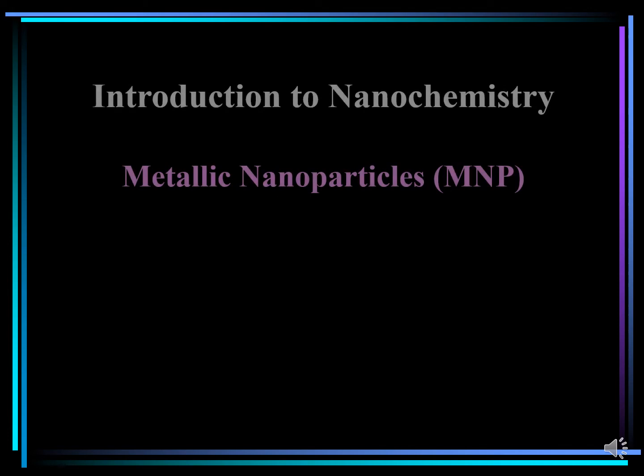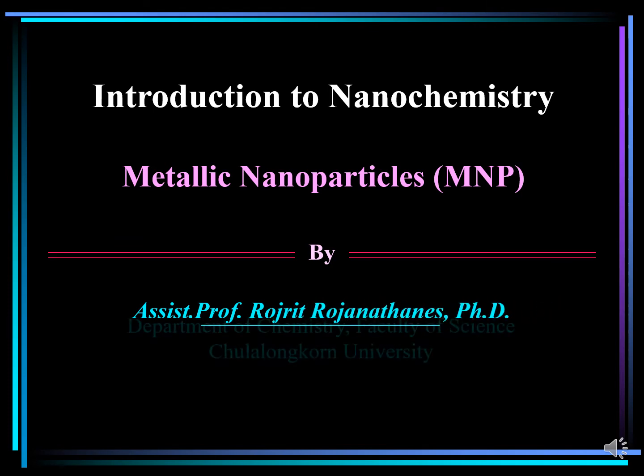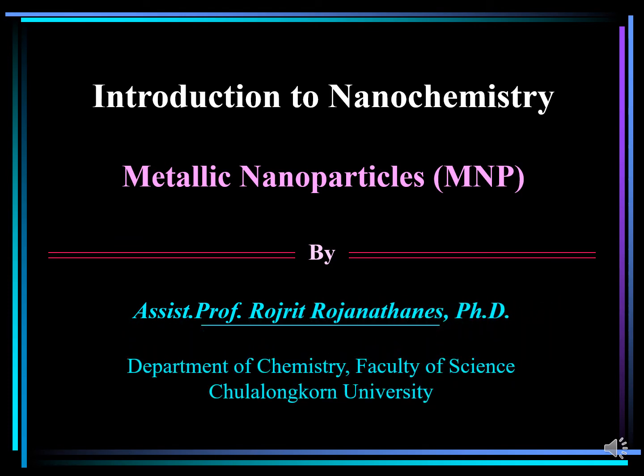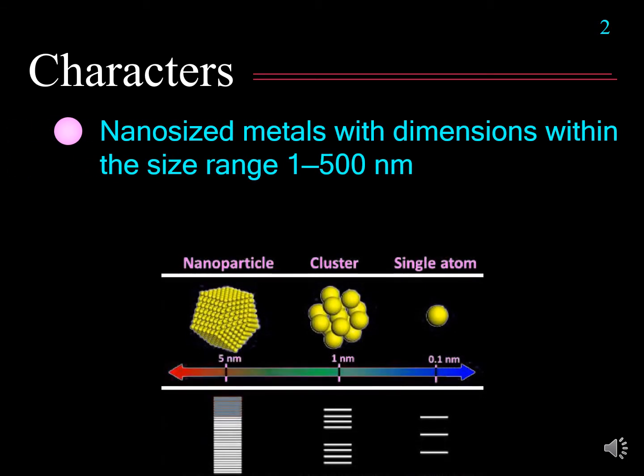For introduction to nanochemistry, today we're going to talk about the metallic nanoparticles, which is one of the very favorite nanoparticles applied in many fields. The characters of metallic nanoparticles, there are many actually. First of all, the nano-sized metals with dimensions within the size range from 1 to 100 nanometers or sometimes higher to about 500 nanometers are called metallic nanoparticles. And because of the size of nanoparticles, everything is changed and differs from the bulk material.